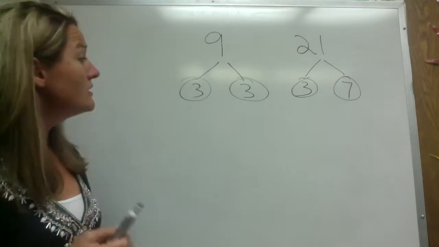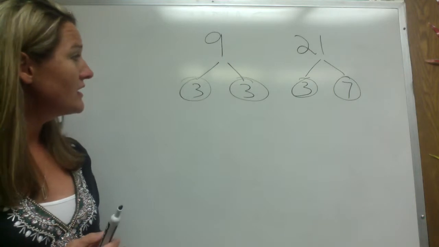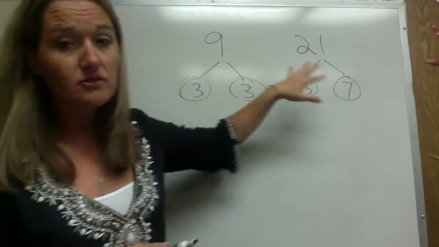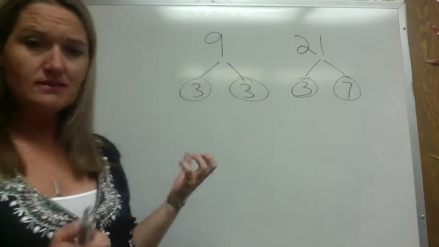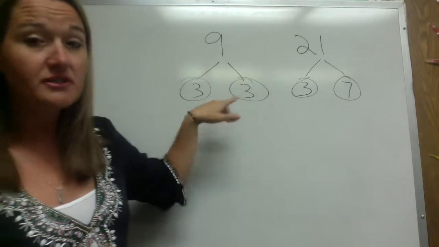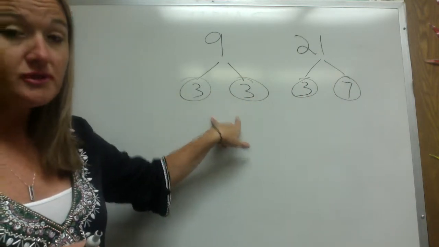What do I do? Okay, so what I do is I look at, well, there's 3s. 9's got a couple 3s, 21's got a 3. Which one has the most? Well, 9 has the most. 9 has 2 3s, where 21 only has 1. So I'm going to go to the one that has the most, those 2 3s, and pull them down.